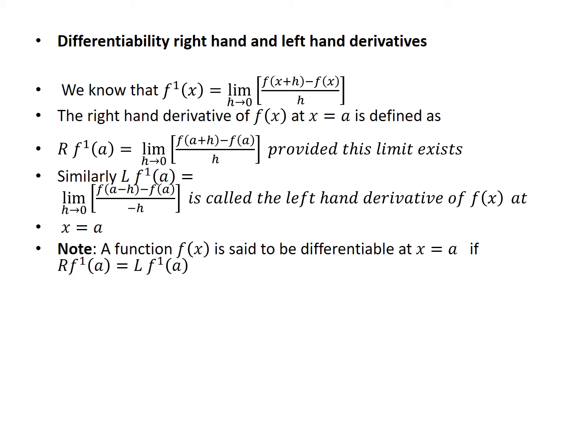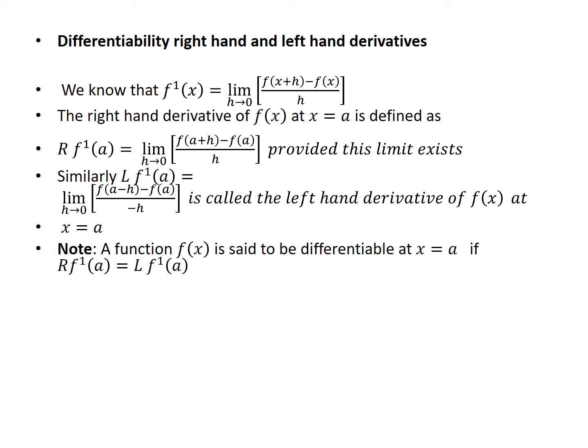And now we shall see the differentiability of right hand and left hand derivatives. So we know that f dash of x is defined as limit h tends to 0 of f of x plus h minus f of x divided by h. So the right hand derivative of f of x at x is equal to a is defined as R of f dash of a equal to limit h tends to 0 of f of a plus h minus f of a divided by h, provided this limit exists.